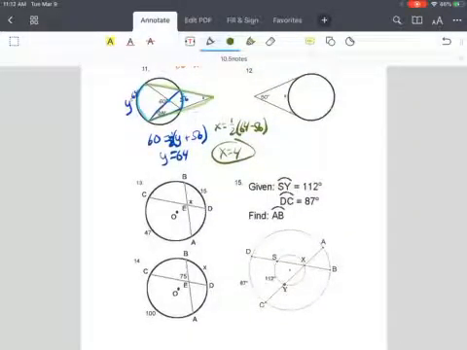There are 4 questions left, 12, 13, 14, and 15. Please finish those on your own.